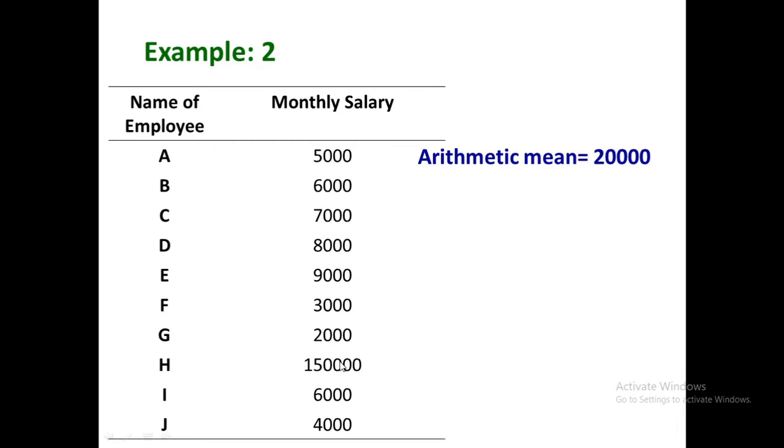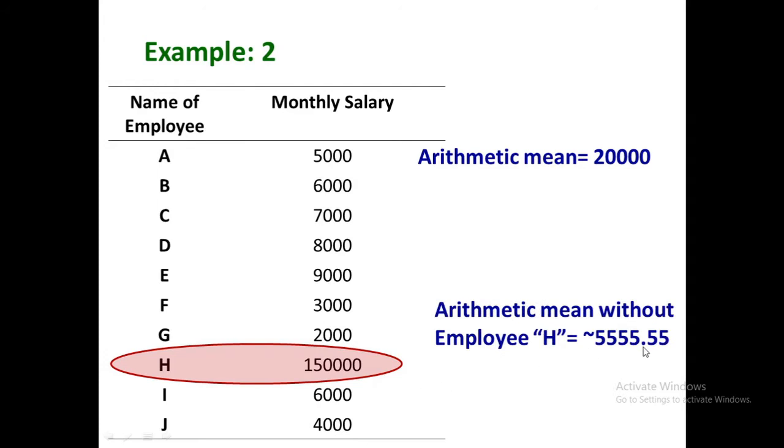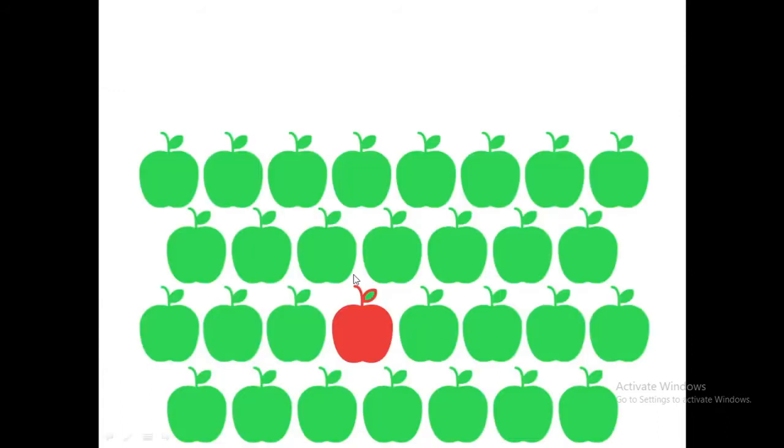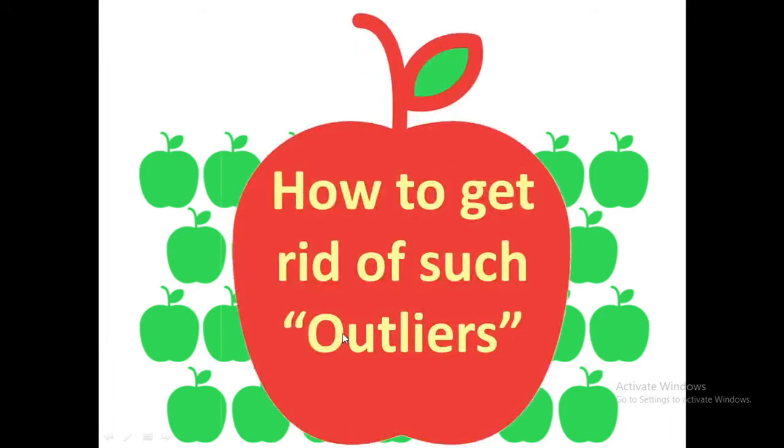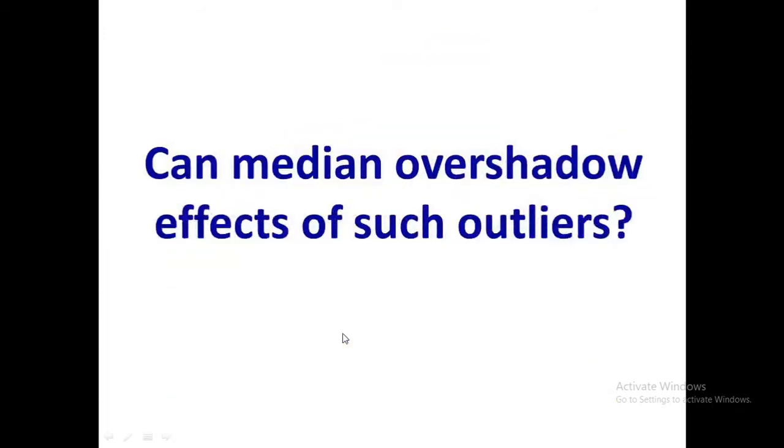It is because of this employee H, and if you remove this employee, the arithmetic mean will be somewhere around 5,555. And that should be the central or average value. Such outliers are very common during collection of data, and the question arises: how to get rid of such outliers? Can median overshadow the effect of such outliers?